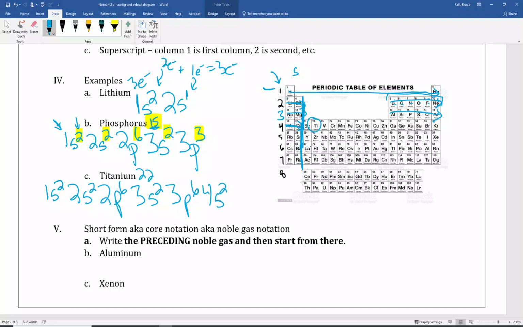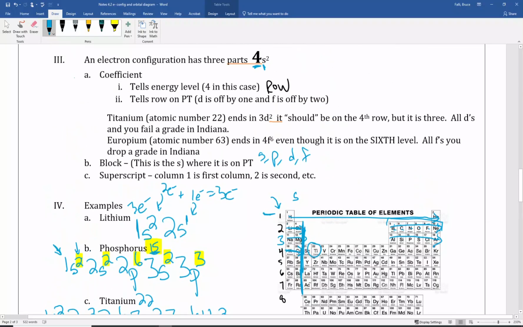And now D is a dog. Okay, so up here, we talked about D. Okay, so when I talked about the coefficient, remember this is your coefficient. Titanium, atomic number 22, ends in 3D2. It should be on the fourth row, but it is a 3.